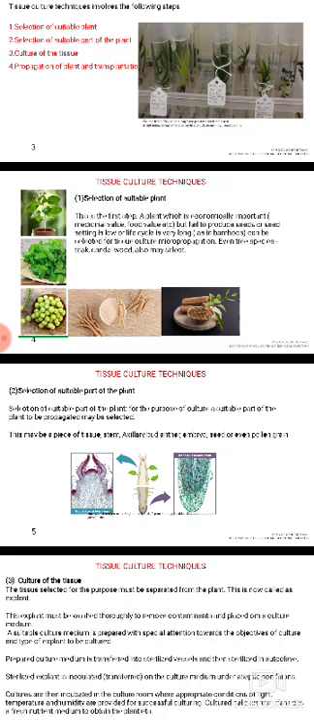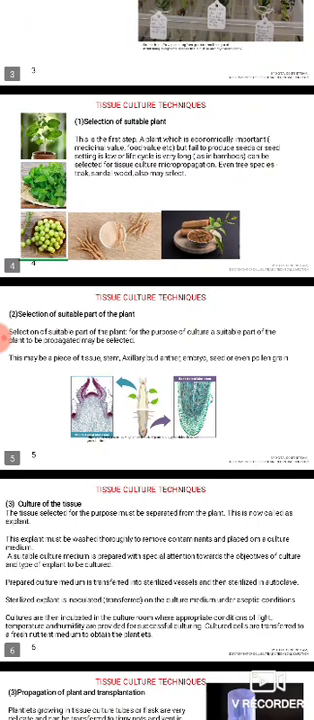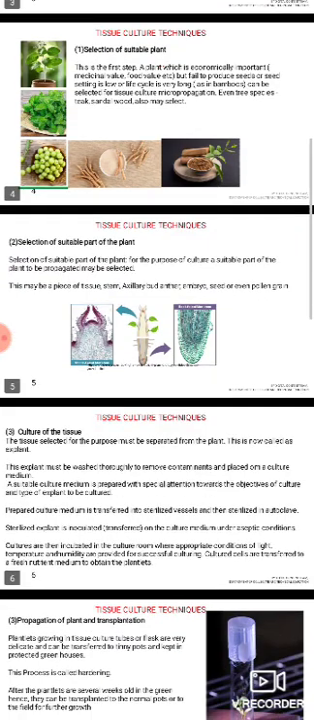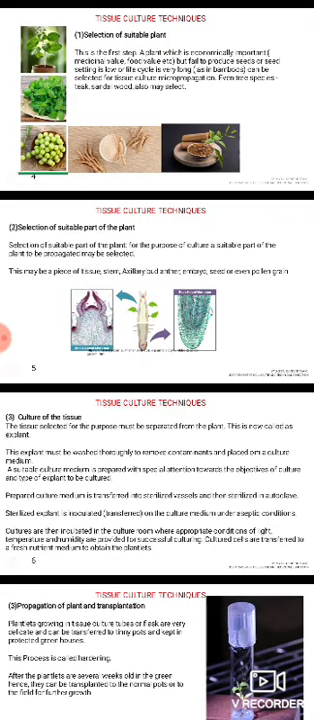The second step is the selection of a suitable part of the plant to be propagated. This may be a piece of tissue, or it can be a stem or axillary bud, or it can be even anther, embryo, seed, or even pollen grain. The third step is culture of the tissue.